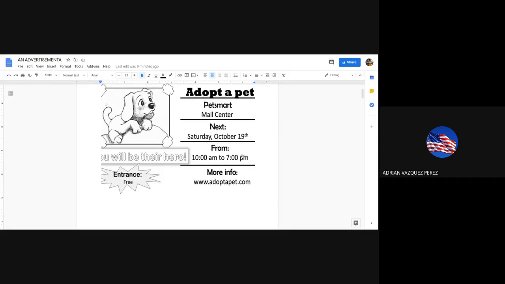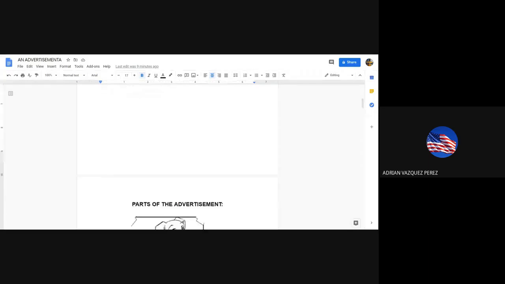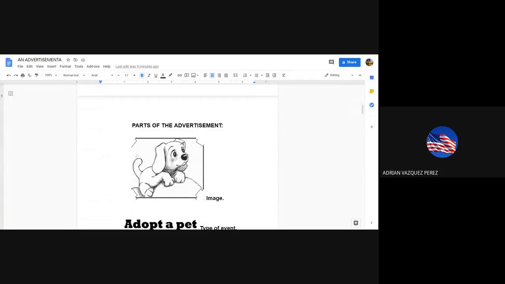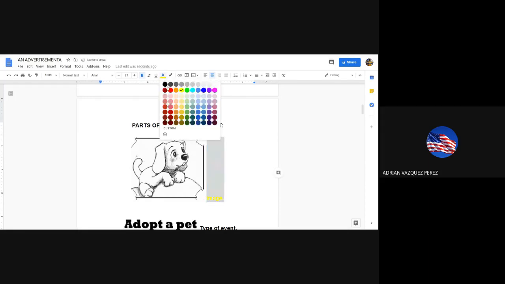Vamos a recordar un poquito. Let's remember a little bit the parts of the advertisement. This part, esta parte que vemos aquí, sería la imagen, ¿verdad? Este perrito correspondería a la imagen, the image. ¿Ok? Que es una de las partes que miramos.